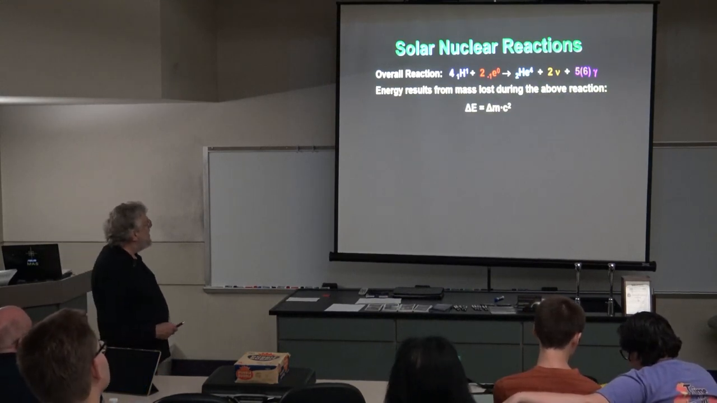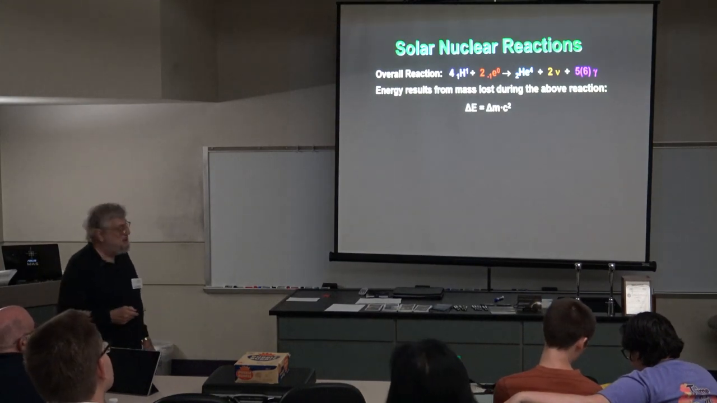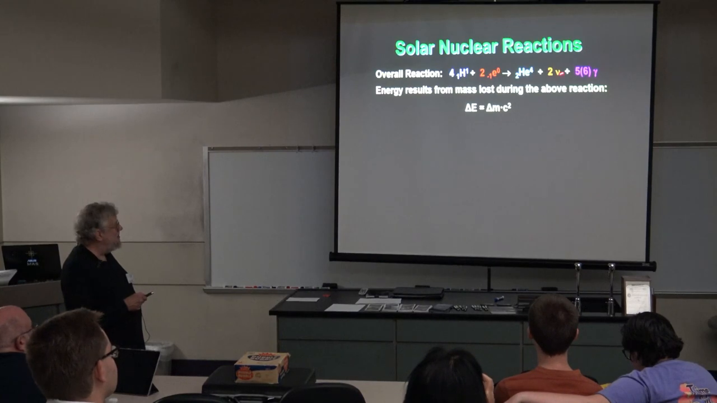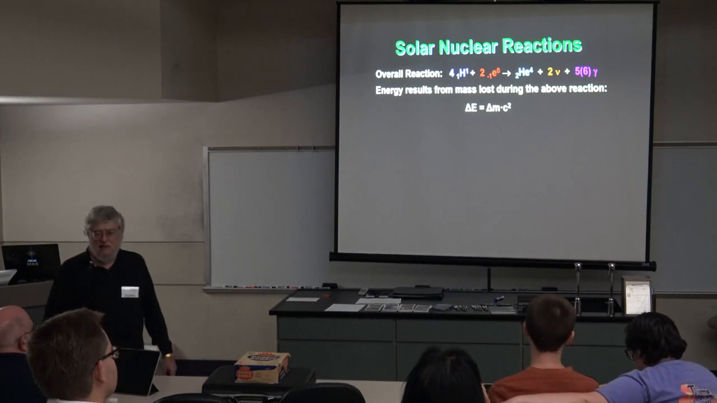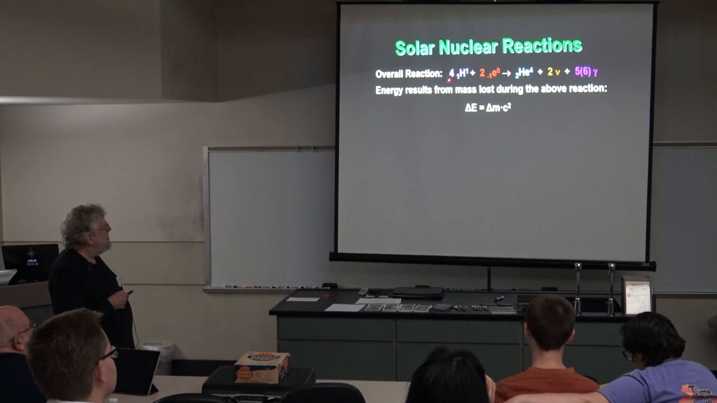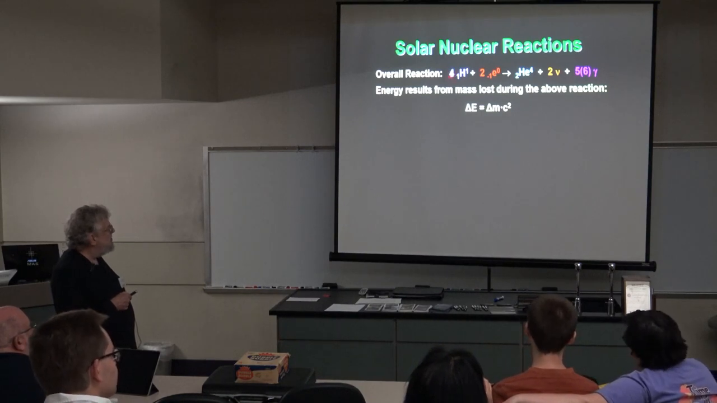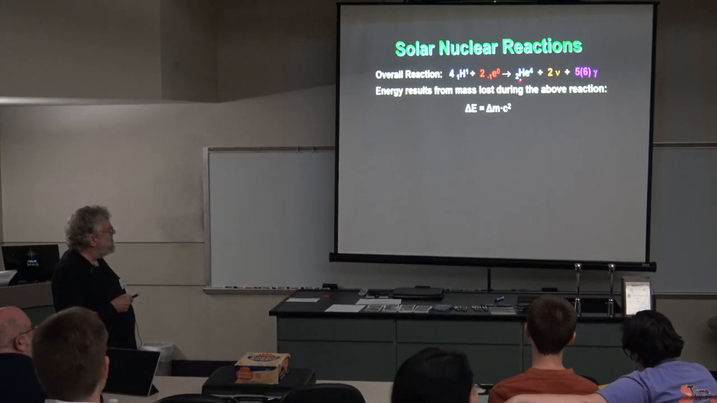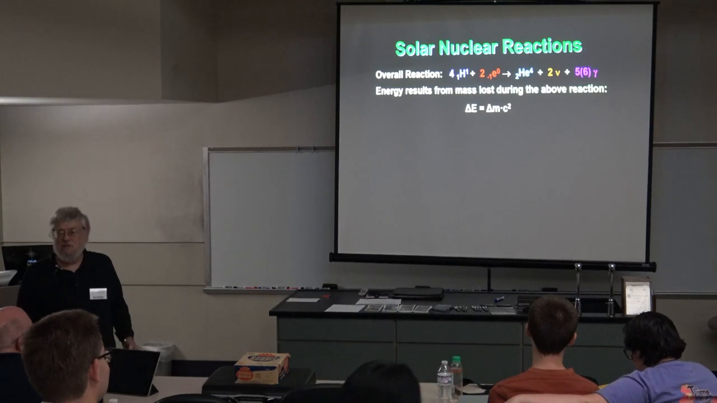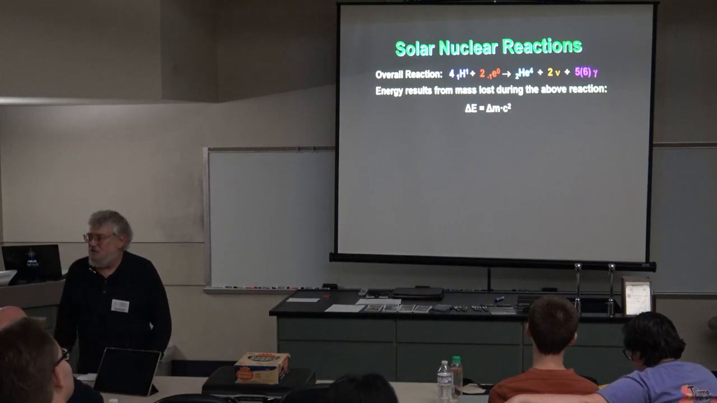So where does the energy come from that comes out in the gamma rays and, to a lesser extent, in the neutrinos? It comes from the mass lost during that reaction. Well, at first glance, if you look at the reaction, you see that the mass of the hydrogen, 4 ones, is 4, and 2 zeros is 0, and then we have a 4 on the right side. So 4 goes to 4. It doesn't look like any mass is lost.